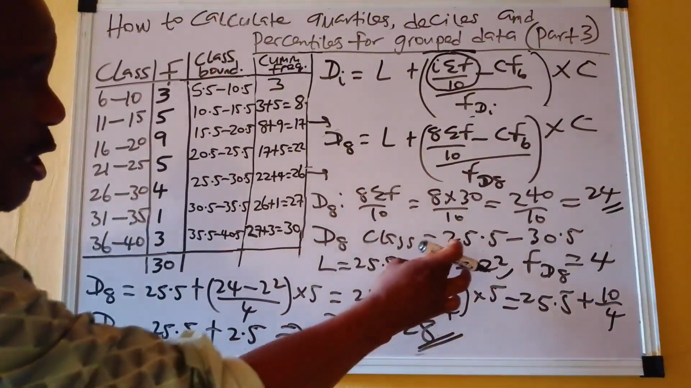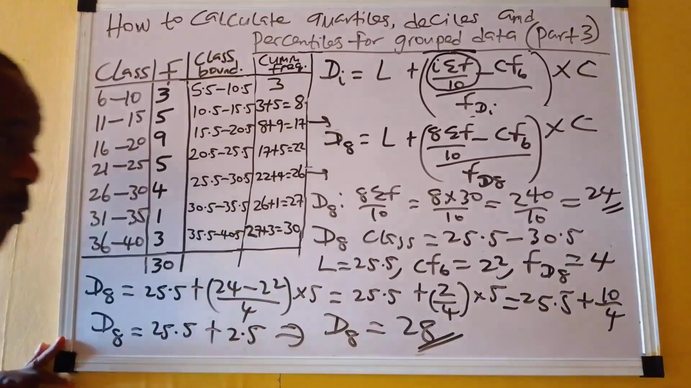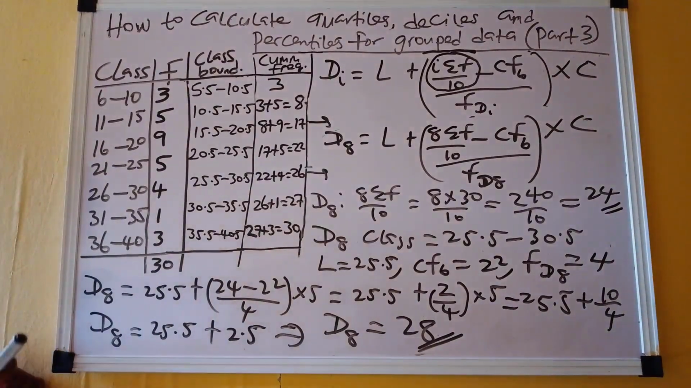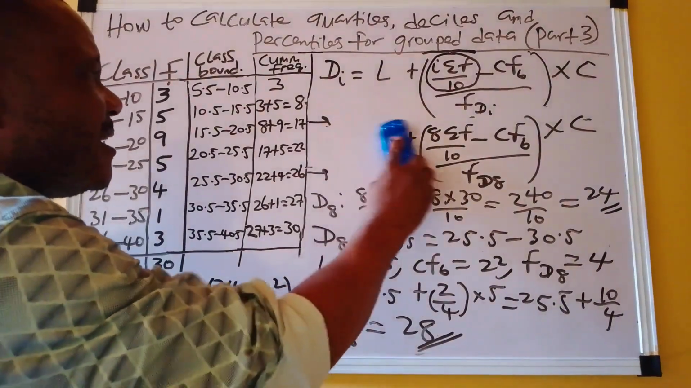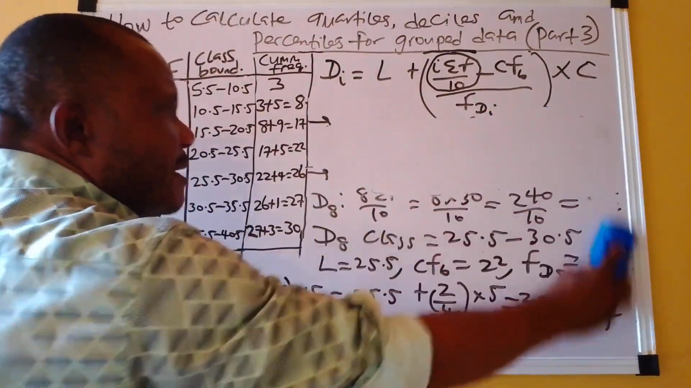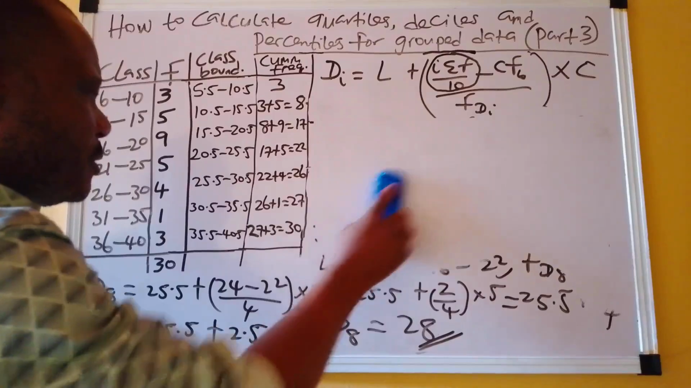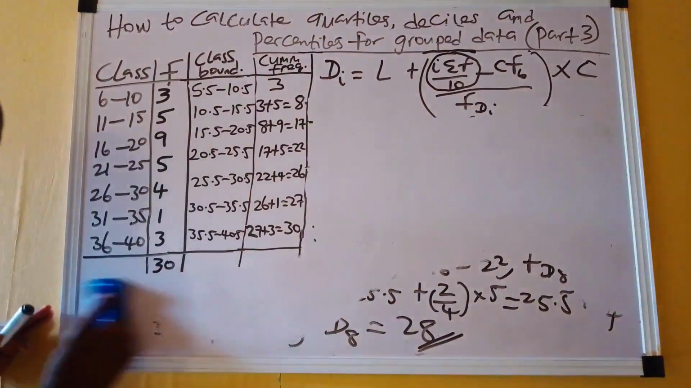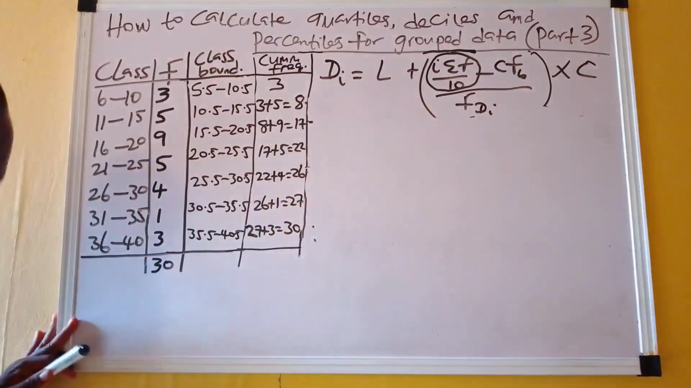And where does it fall? It falls between 25.5 and 30.5. So it means that we are on track. What we have calculated is on track. Now, please take note of this value. Let us see how we can calculate the interdecile range and semi-interdecile range. We'll just pick two deciles.